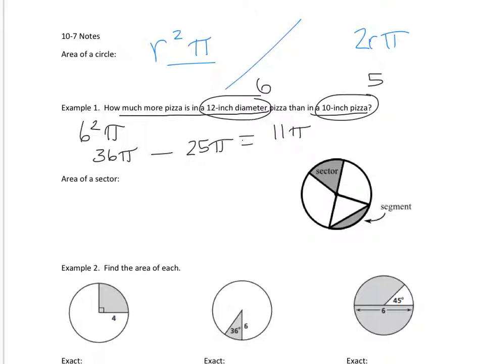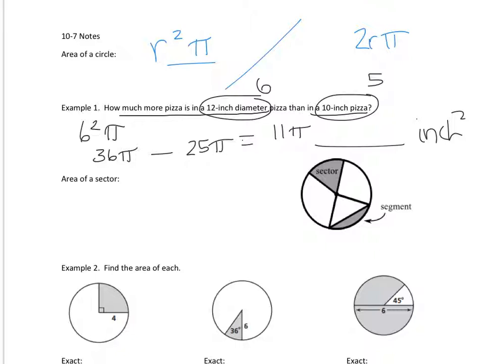Since we're talking about pizza, we don't want to answer with pi in it because we actually want the amount of inches. So in your calculator, just do inches squared and calculate 11 pi to the nearest inch.